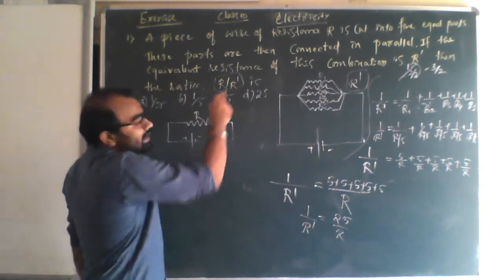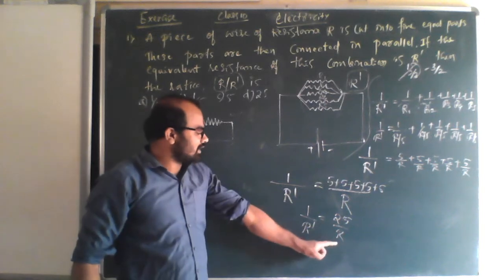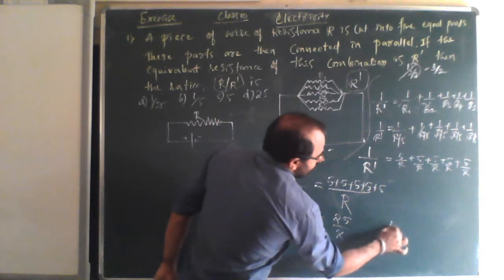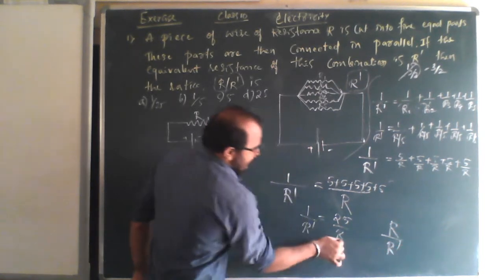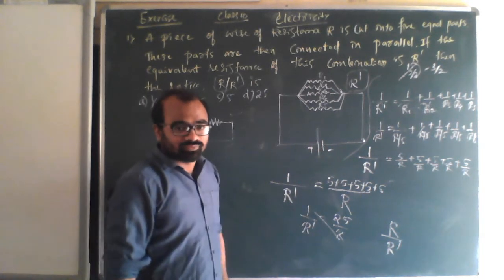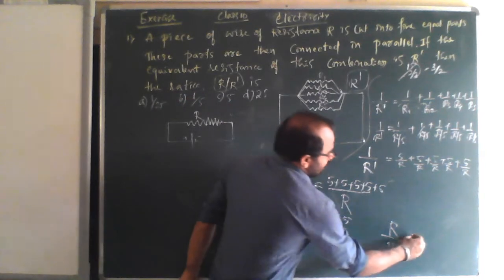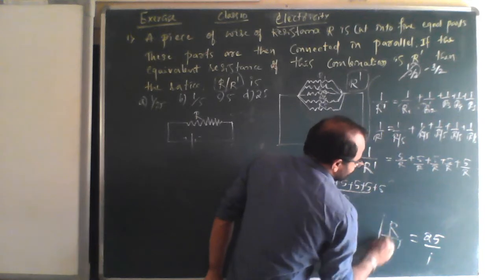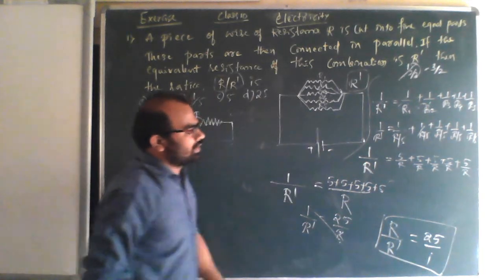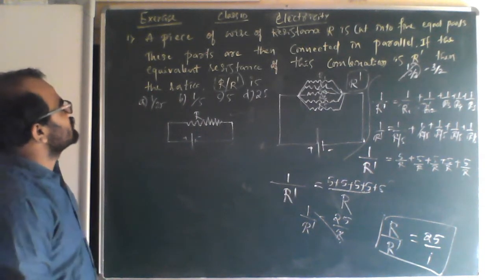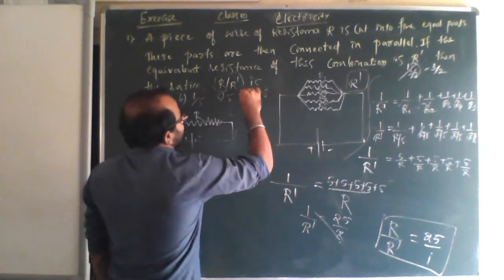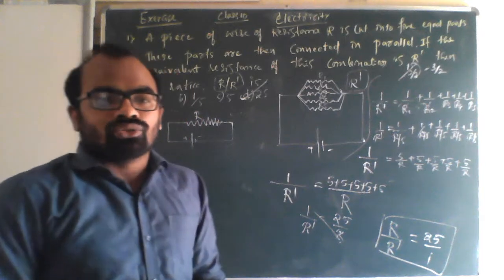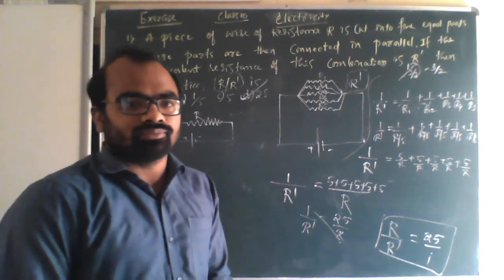But r by r dash I need. So here is r, here is r dash. If r is taken this side, what will it become? r by r dash, r will come by cross multiply. So r by r dash, the answer is 25. If there is nothing, then 1 is there. So r by r dash is equal to 25 or 25 by 1. Is it there? Yes, it is there in my option D. So option D is the correct answer.